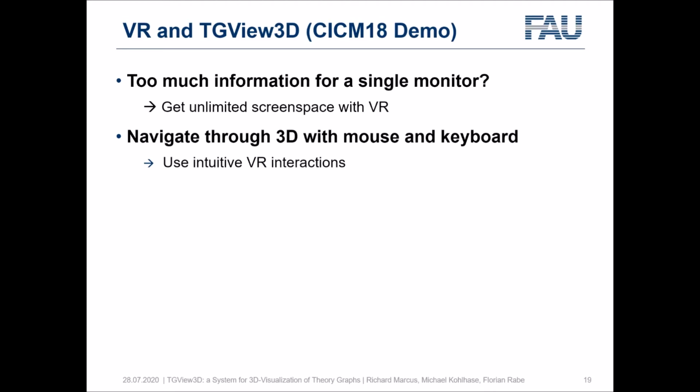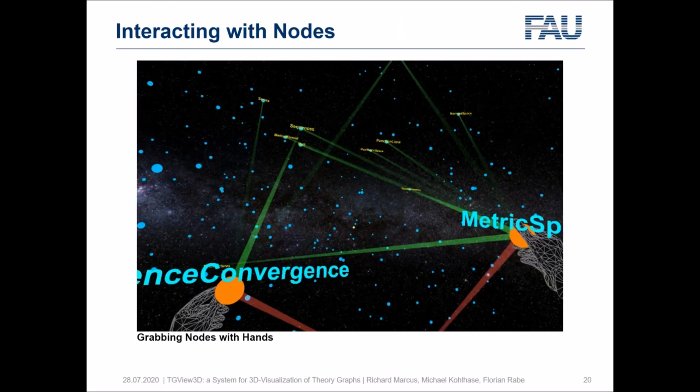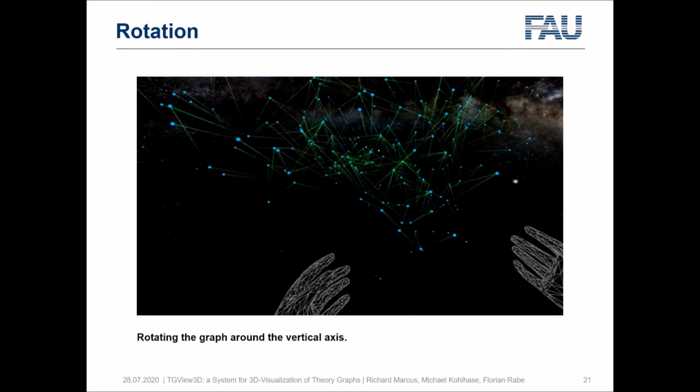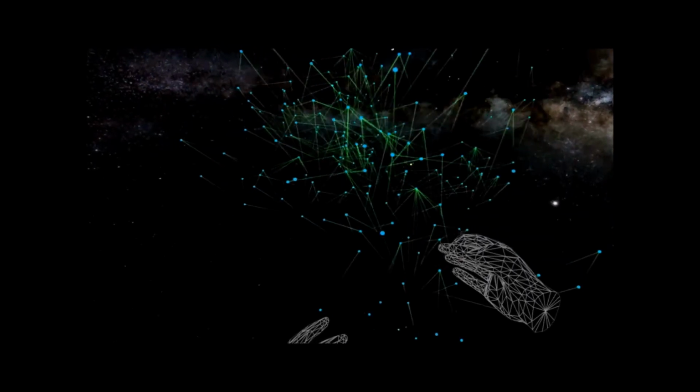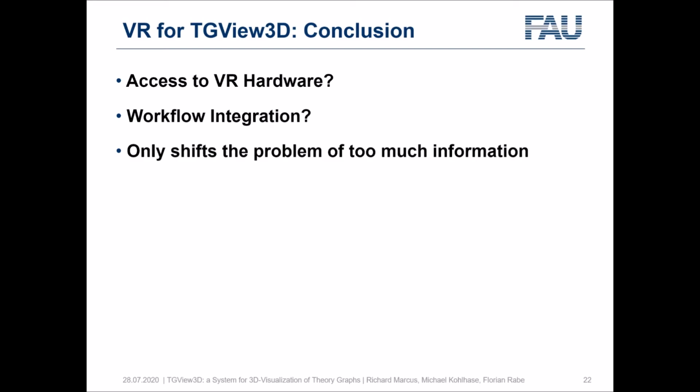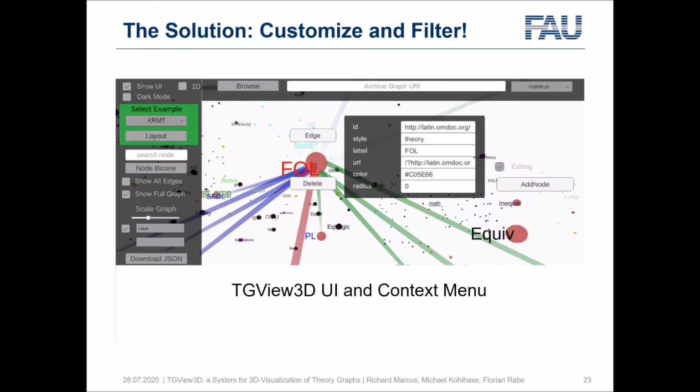In 2018, we tried to do this in VR, to have more screen space and better interaction possibilities than just mouse and keyboard. For example, grabbing nodes with hands, or just simply turning the graph with your hands. But we had a few practical problems. Not everyone had access to VR hardware. It was difficult to integrate into usual workflows. And in the end, it only shifted the problem, and we were in the same situation, just with a bit bigger graphs.